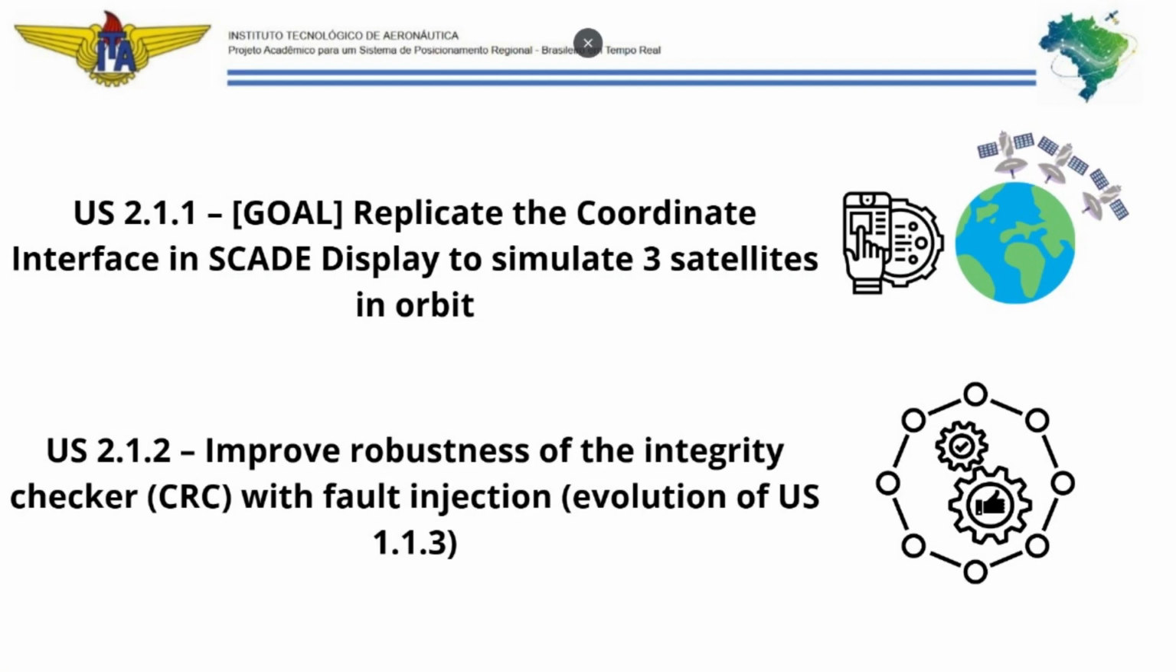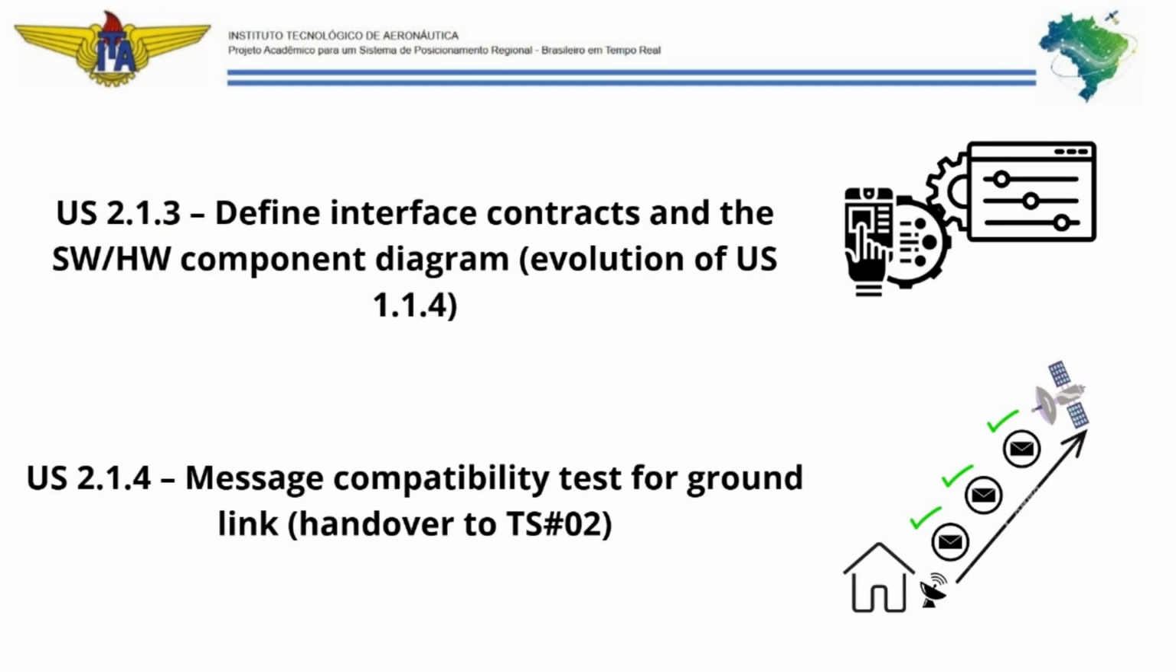US 2.1.1 Goal: replicate the coordinate interface in SCADE display to simulate 3 satellites in orbit. US 2.1.2 Improve robustness of the integrity checker (CRC) with fault injection. Evolution of US 1.1.3. US 2.1.3 Define interface contracts and the SW/HW component diagram. Evolution of US 1.1.4. US 2.1.4 Message compatibility test for ground link.